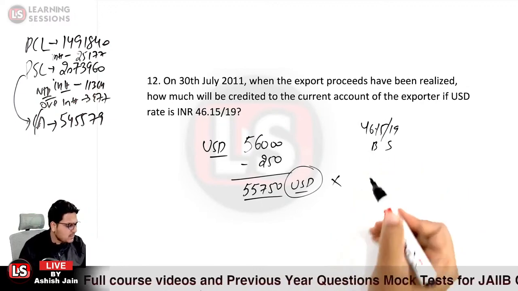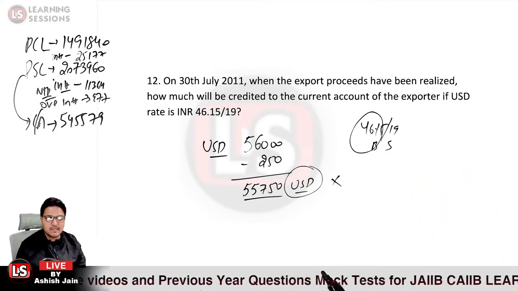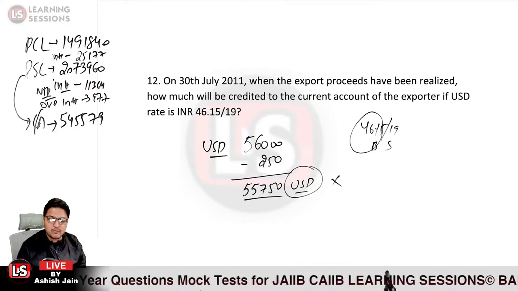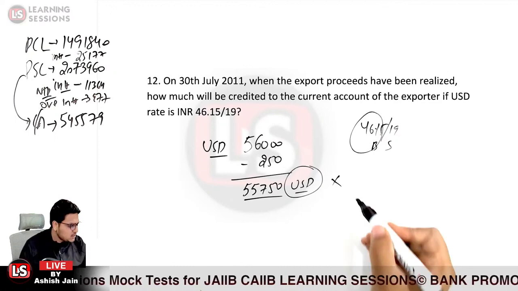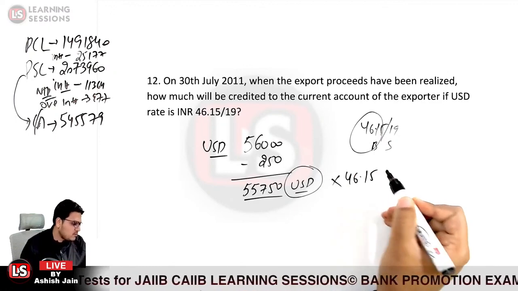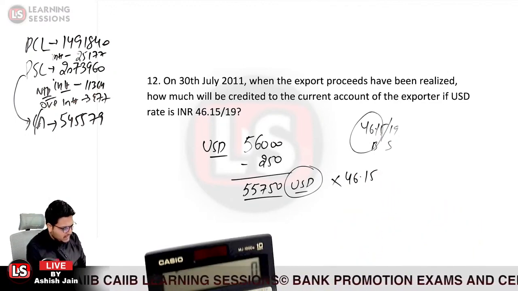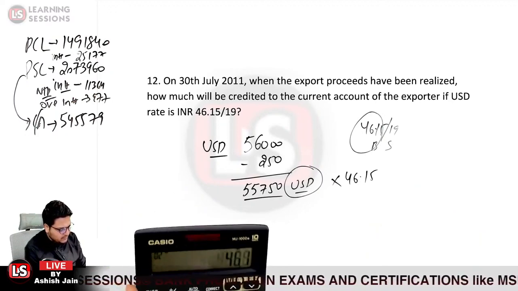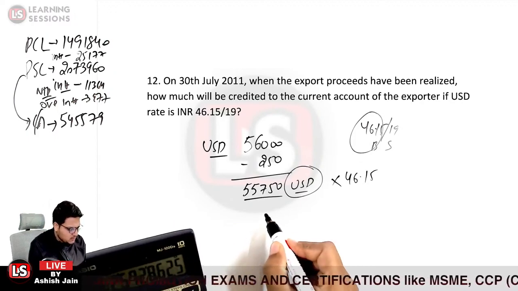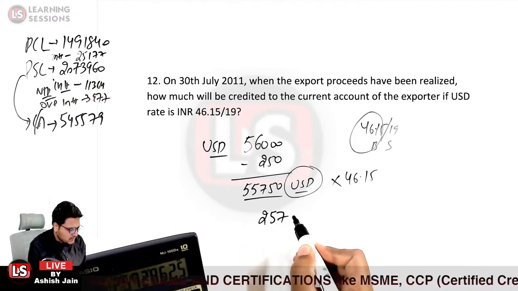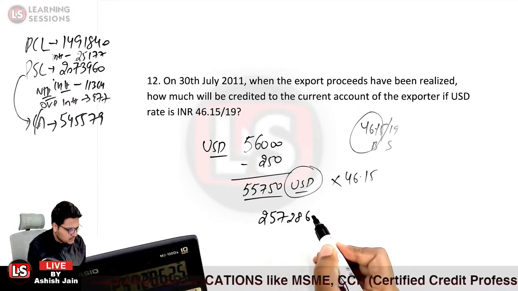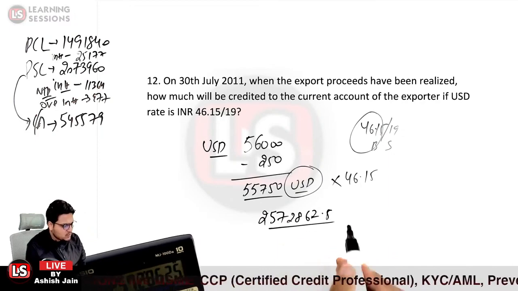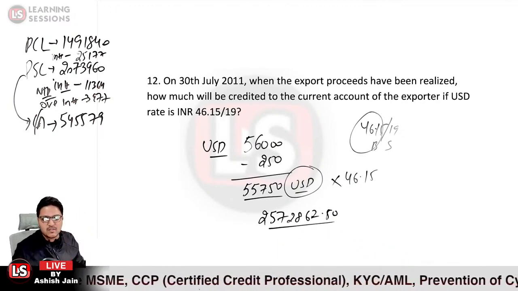So what rate is applicable? The buying rate is applicable, because it is a TT buying rate itself. We want to sell, and we can sell at the rate at which the market is ready to buy. So the 46.15 rate will be applicable. So it is 55,750 multiplied by 46.15, which is equal to 2,572,862.50. So this is the amount over there.